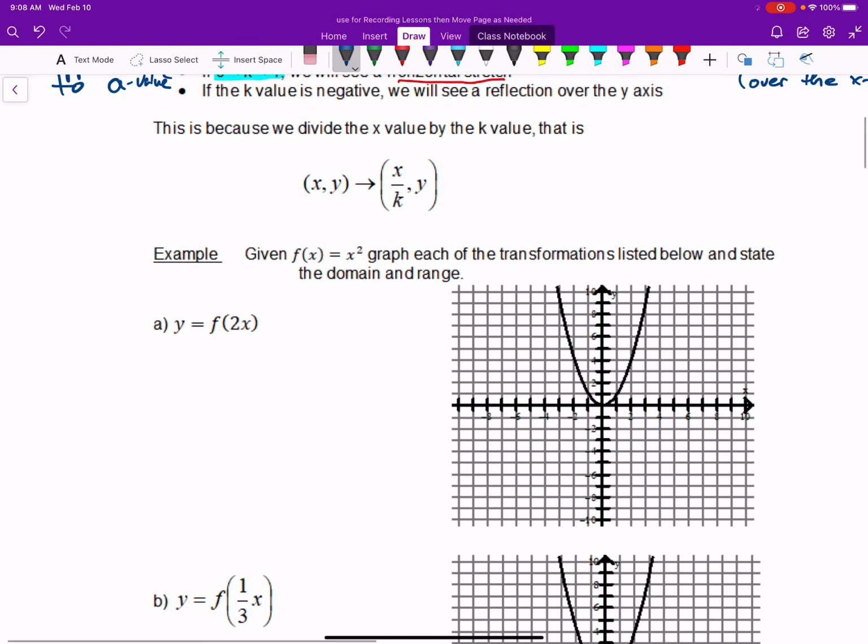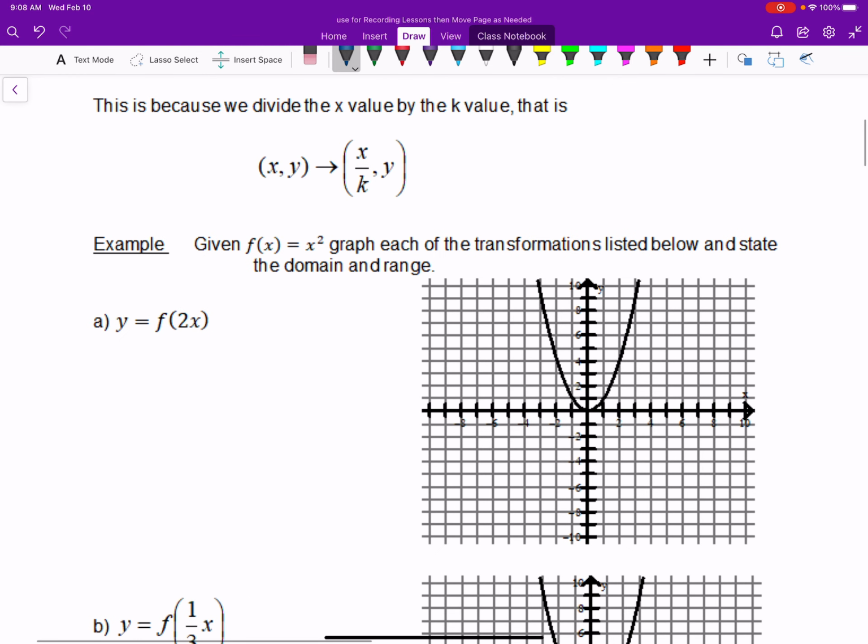The way this works is because instead of multiplying our x value by the k value, we're going to divide the x value by the k value. So if I start with some point, x, y, and I try to horizontally stretch or compress it, whatever the k value is, I'm going to divide that x value by k.